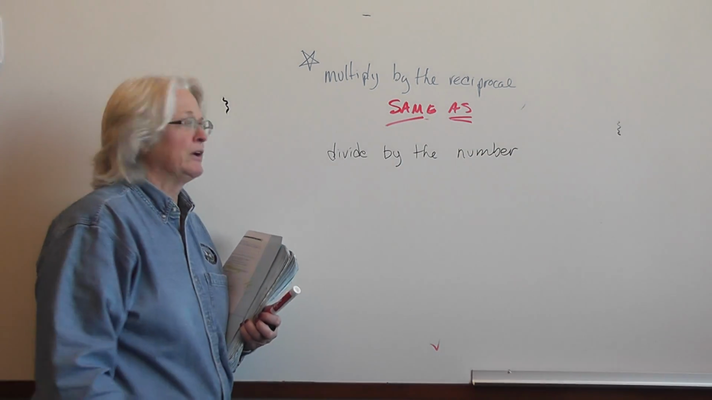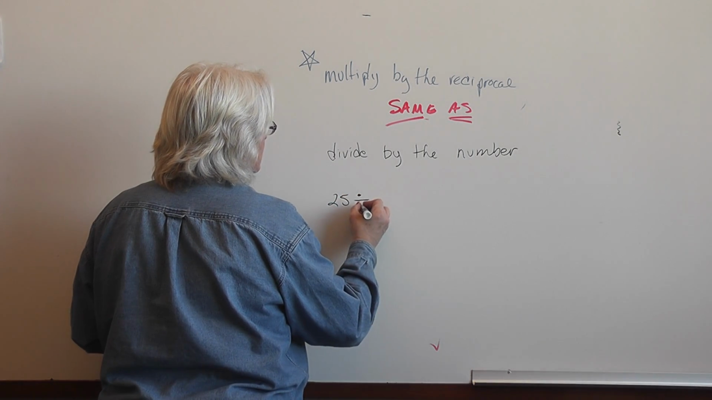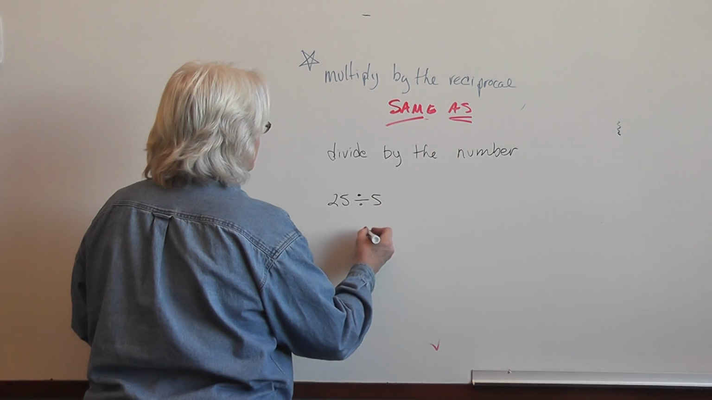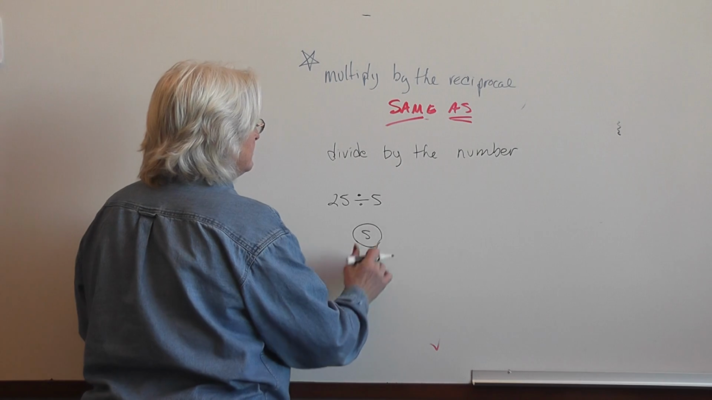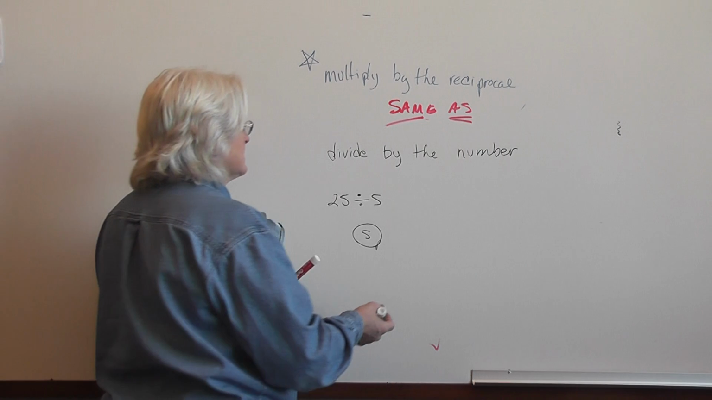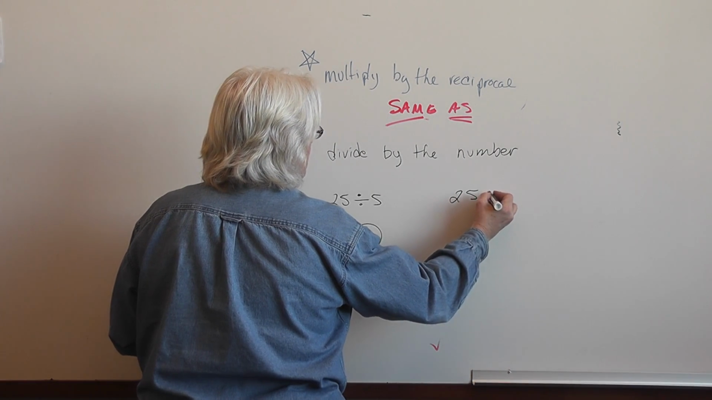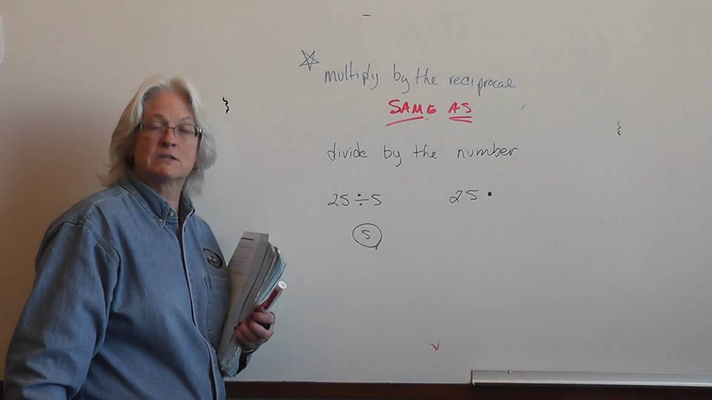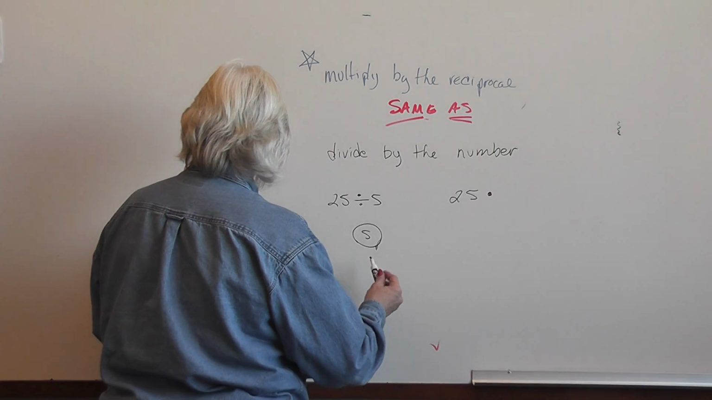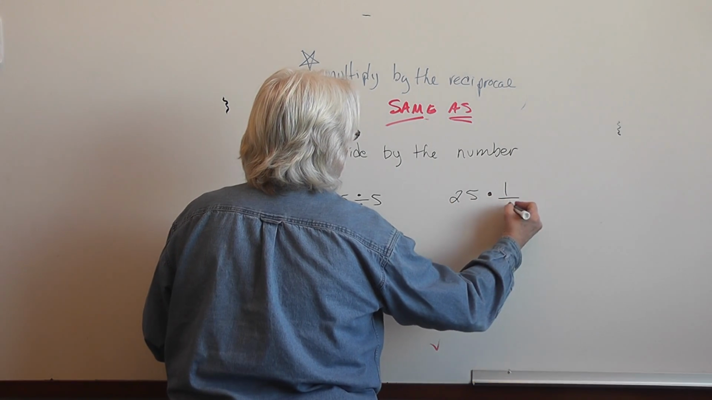So let me give you an example here. Let's say that we have 25 divided by 5. What's 25 divided by 5? 25 divided by 5 is 5. So instead of dividing by a number, let's multiply by the reciprocal of that number. 25 multiplied by the reciprocal of 5. What is the reciprocal of 5? The reciprocal of 5 is 1/5.